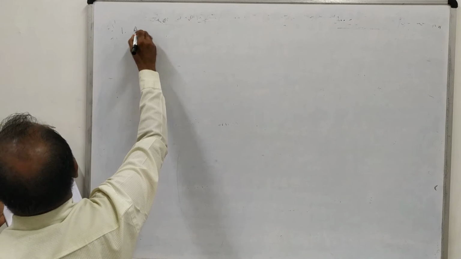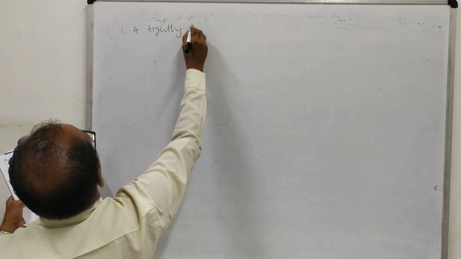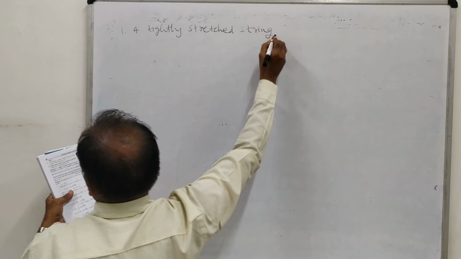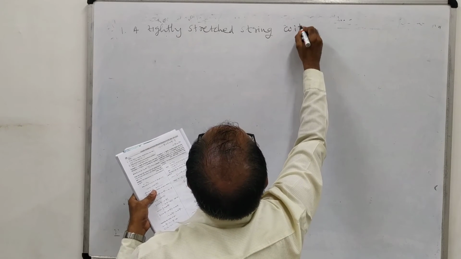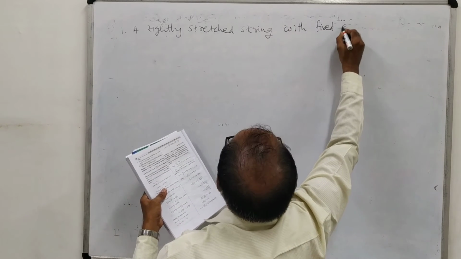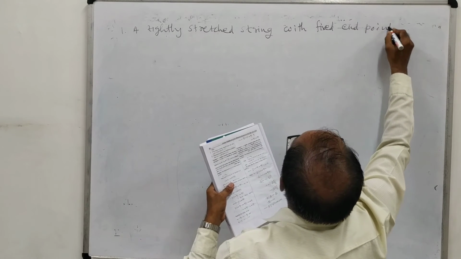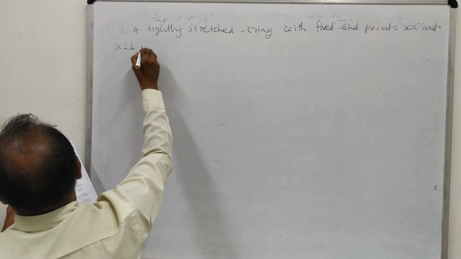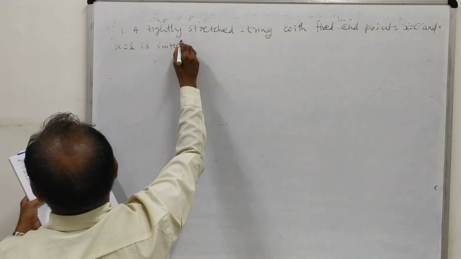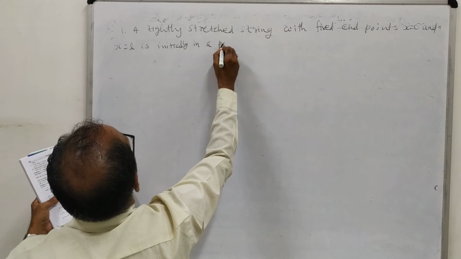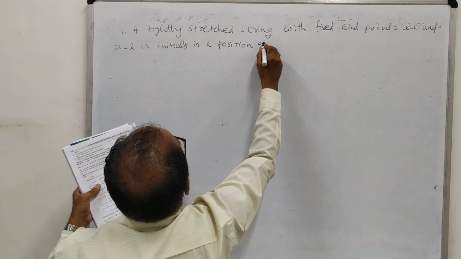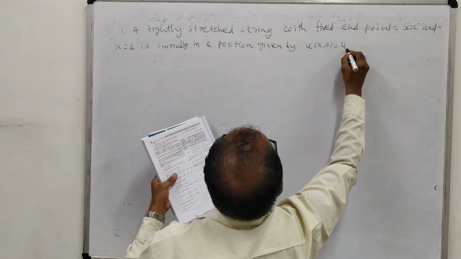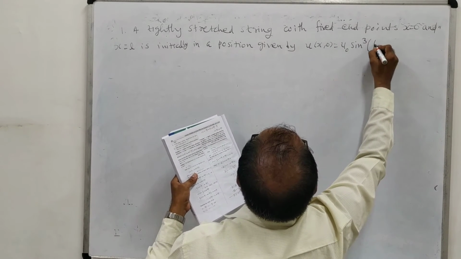One example: a tightly stressed string with fixed endpoints x equal to 0 and x equal to L is initially in a position given by u(x, 0) equal to u0 sine cube pi x upon L.